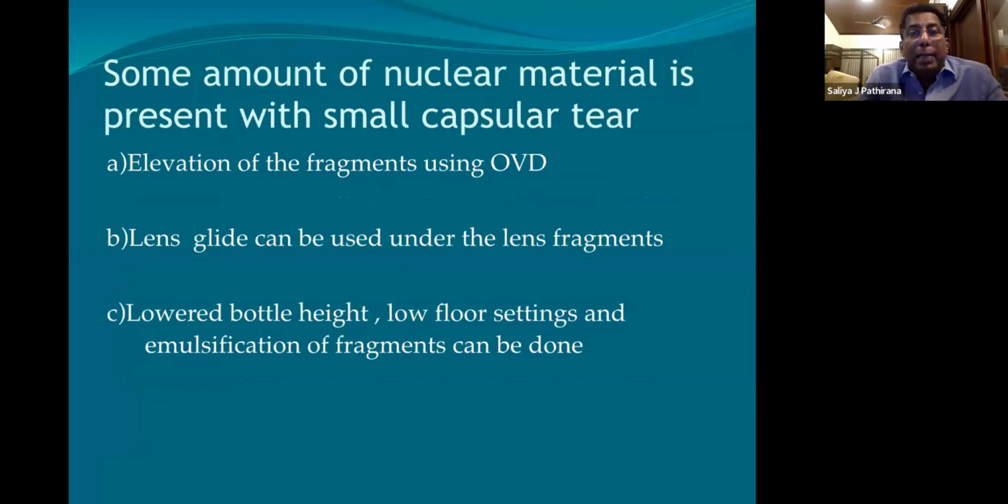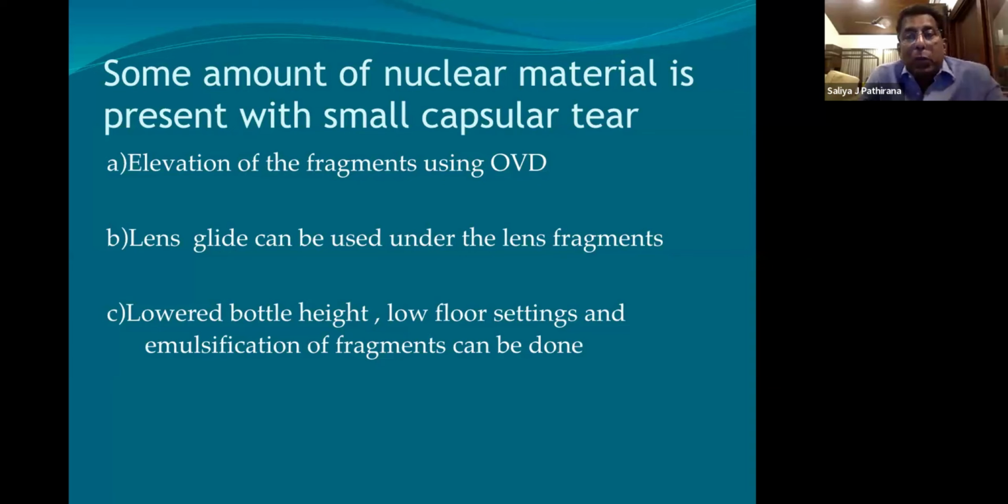If you find that there is a small amount of nuclear fragment present with a small capsular tear, you can use OVD to cover the capsular rupture, elevate the fragments with the OVD, and you can use a lens glide. Or actually, what I do sometimes, if everything is okay and I find that enough capsule is remaining, is insert the implant. IOL implantation can be done. And once the lens is there, it will cover the ruptured capsule. So use your phaco tip and you can cut the remaining lens matter above the IOL.